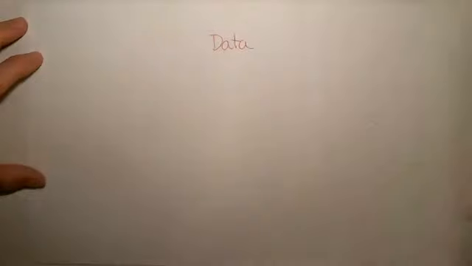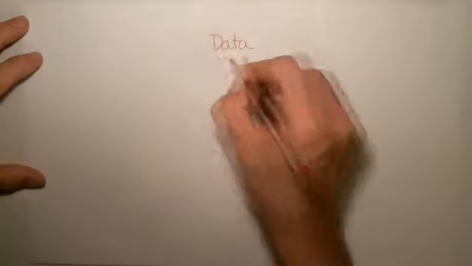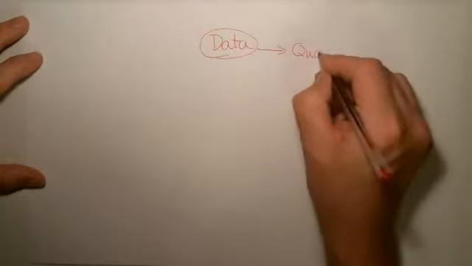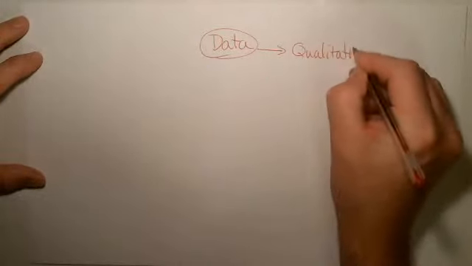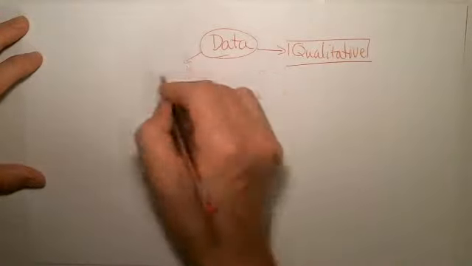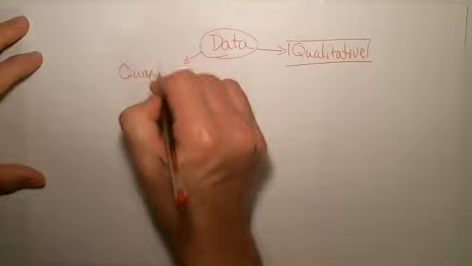Now right here in the center, when you run a lab, you're going to get some data. And that data is going to be one of two types. It's going to either be qualitative or it's going to be quantitative. So there's my qualitative and here's my quantitative.